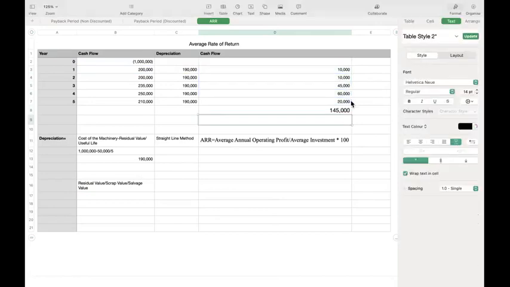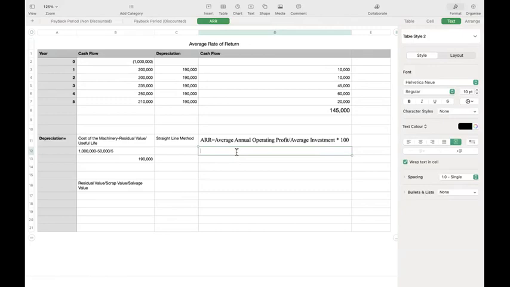So we add up all the annual operating profit for all 5 years, and we get the answer 145,000. We're not done yet. This is the total operating profit for all 5 years. What do we need? We need the average annual operating profit. So average annual operating profit will be equal to the total operating profit divided by the number of years.